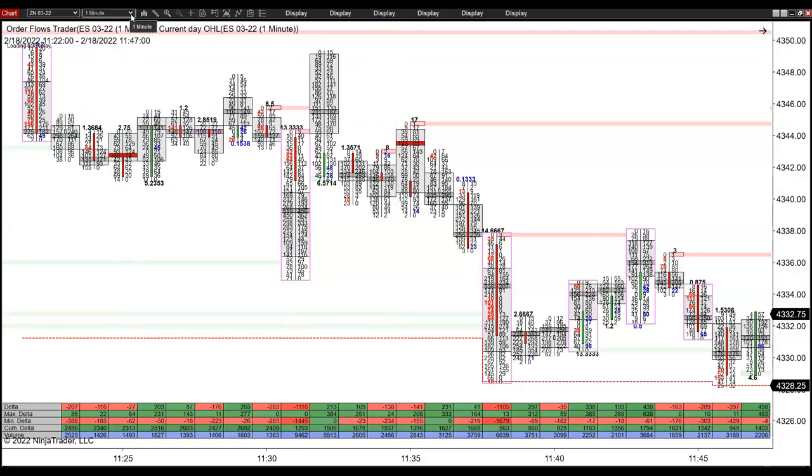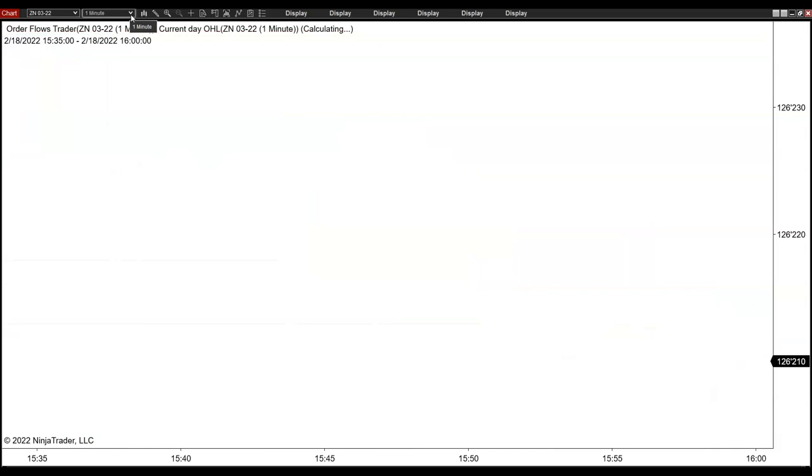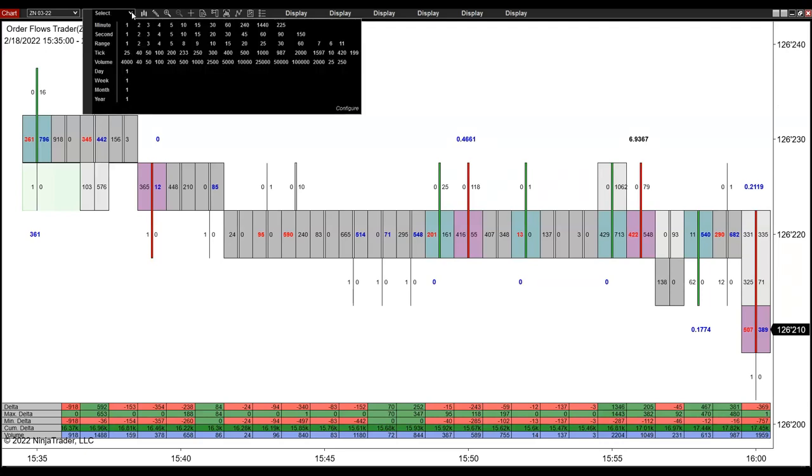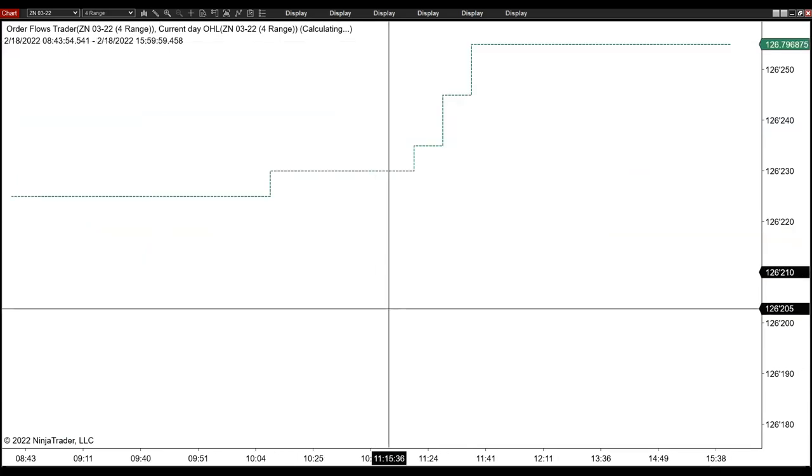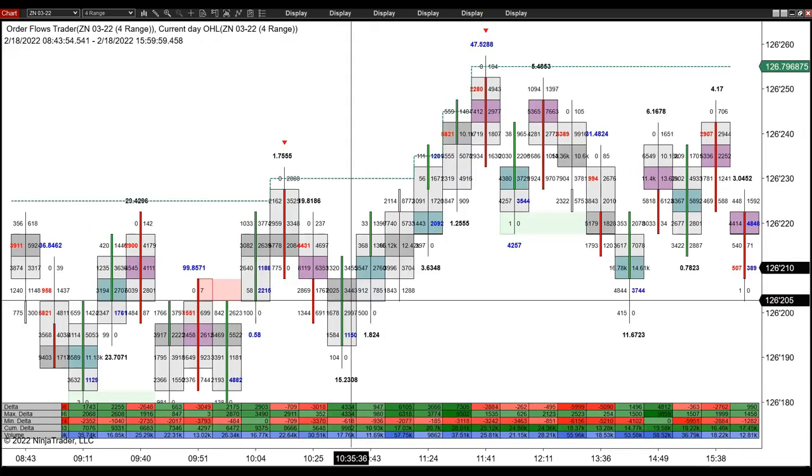Now, on treasuries, you're not going to use a 1 minute chart. Ideally, you need something that takes into account the price range. Maybe you're going to use a range chart, or you could use a volume based chart or a tick based chart. It's up to you how you want to use it.